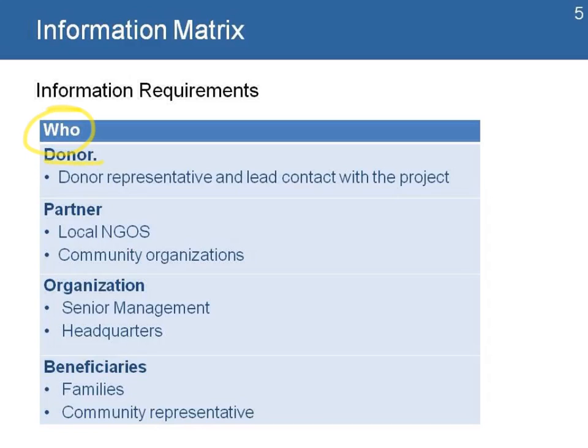That includes the donor, or representative of the donor, or a lead contact with the project. We can also have partners, local NGOs or community organizations that need information from the project. We always have the organization, senior management or headquarters for large projects where there is a need from senior management to look at information. And also beneficiaries, families, and community representatives. There could be many more depending on the size and complexity of the relationship of the project with different key stakeholders, but this first list helps us identify who are the information users.